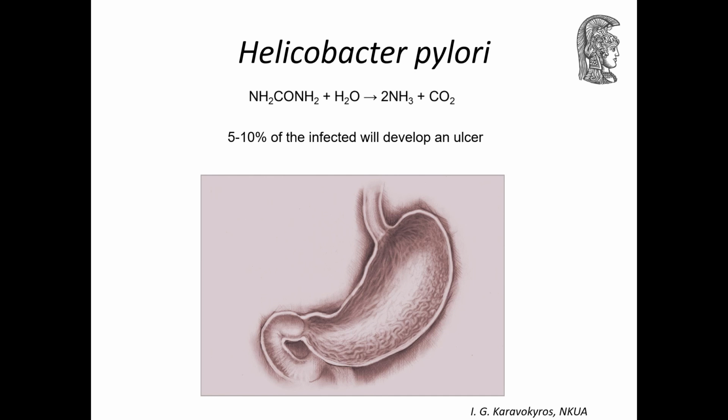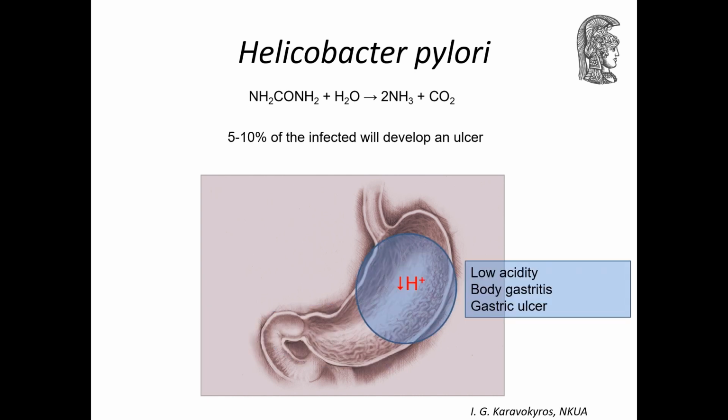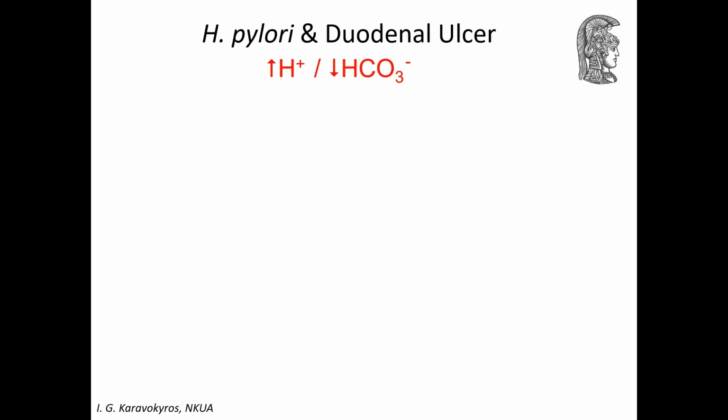Any area of the stomach can be infected, but the location of infection and subsequent gastritis is affected by the acidity in the stomach. If it is high, then gastritis develops in the antrum and is accompanied by duodenal ulcer. When the gastric acidity is low, gastritis develops in the gastric body and is accompanied by gastric ulcer. Helicobacter leads to duodenal ulcer because it increases acid production and suppresses bicarbonate production.